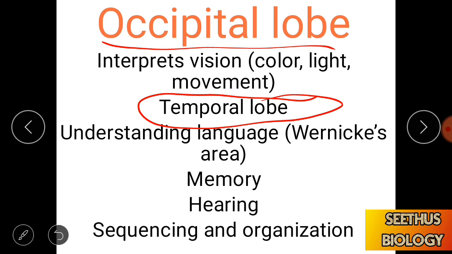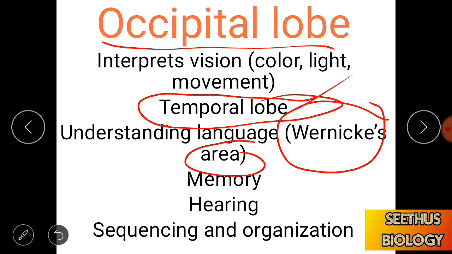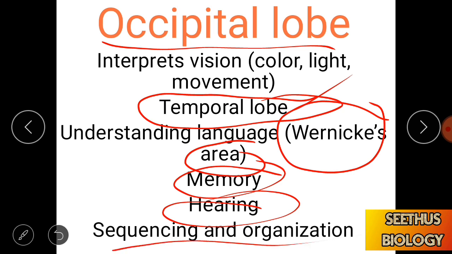All the differentiation of language is under the control of Wernicke's area, which is present in the temporal lobe. Memory, hearing, and sequencing and organization are also under the control of this Wernicke's area of the temporal lobe. In this way, the 4 lobes function differently, having different areas with specified functions.